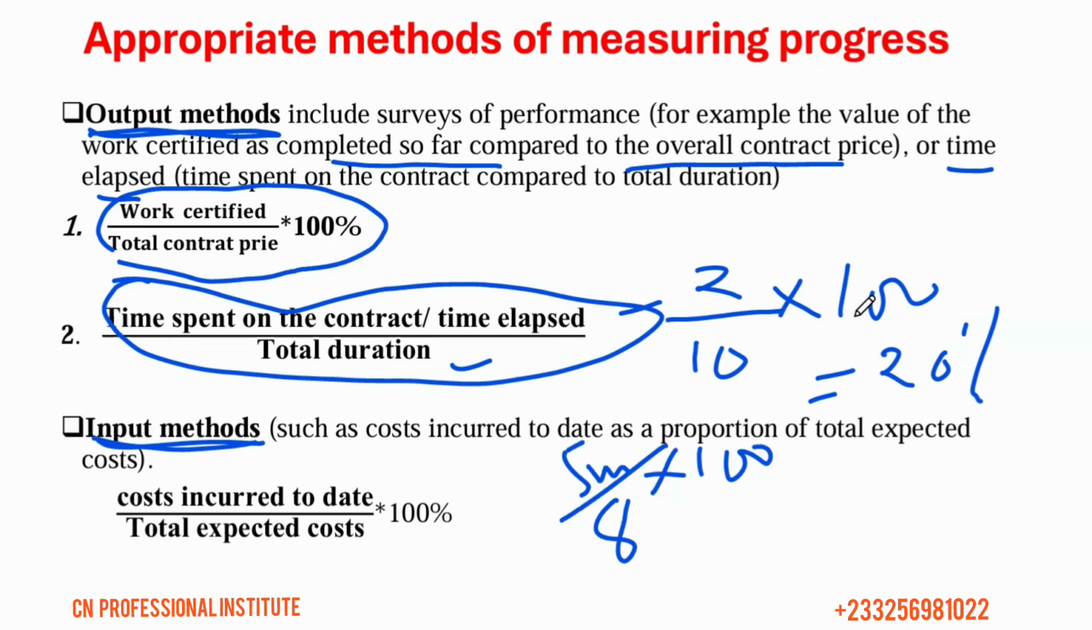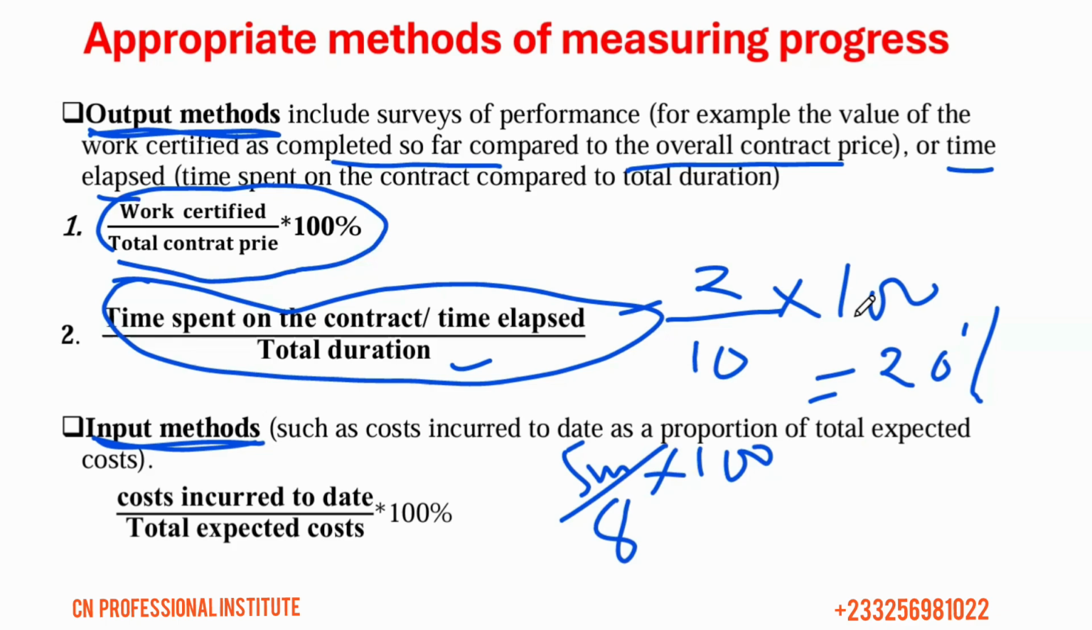And then the total cost will be the cost you've incurred to date plus your cost to complete. So cost to date plus cost to complete, put them together and get the total cost and multiply by 100. So that's the input method. It is cost you've incurred to date divided by the total expected cost times 100. This is what we call the input method, right? So this is how we get the progress.